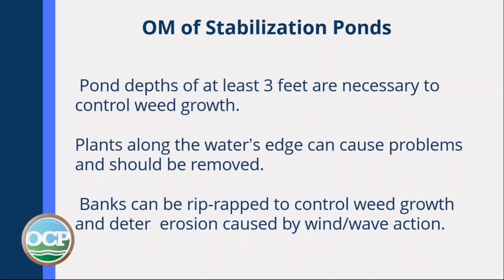Pond depths of at least 3 feet are necessary to control weed growth in the pond. Plants along the water's edge can cause problems and should be removed. Banks should be rip-rapped to control weed growth and deter erosion caused by wind and wave action.